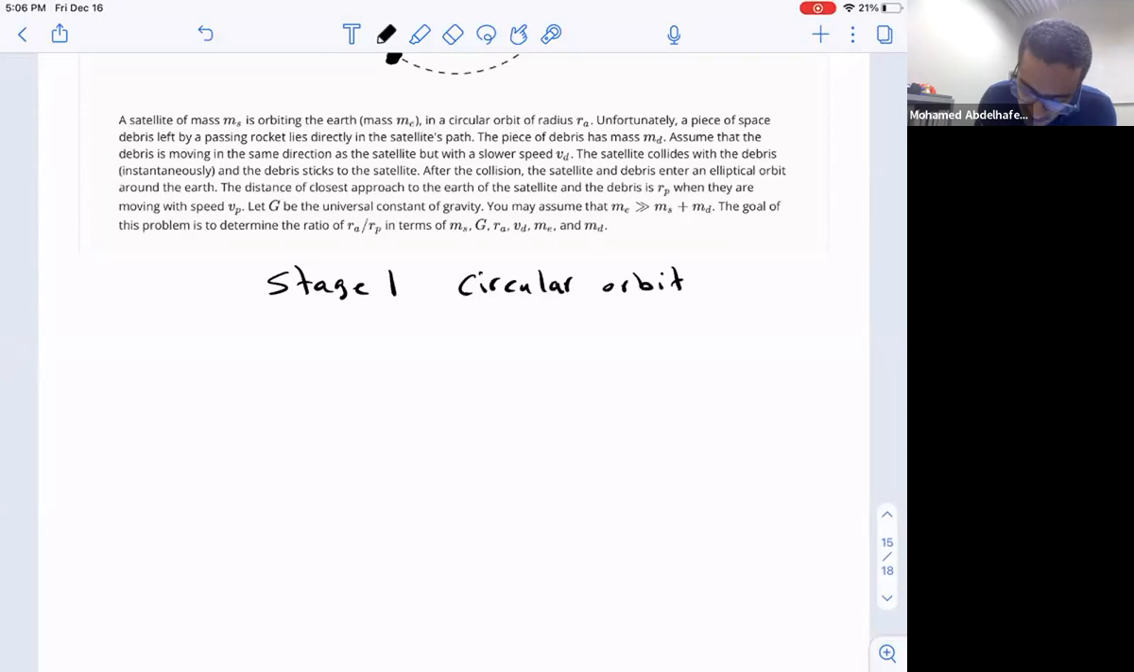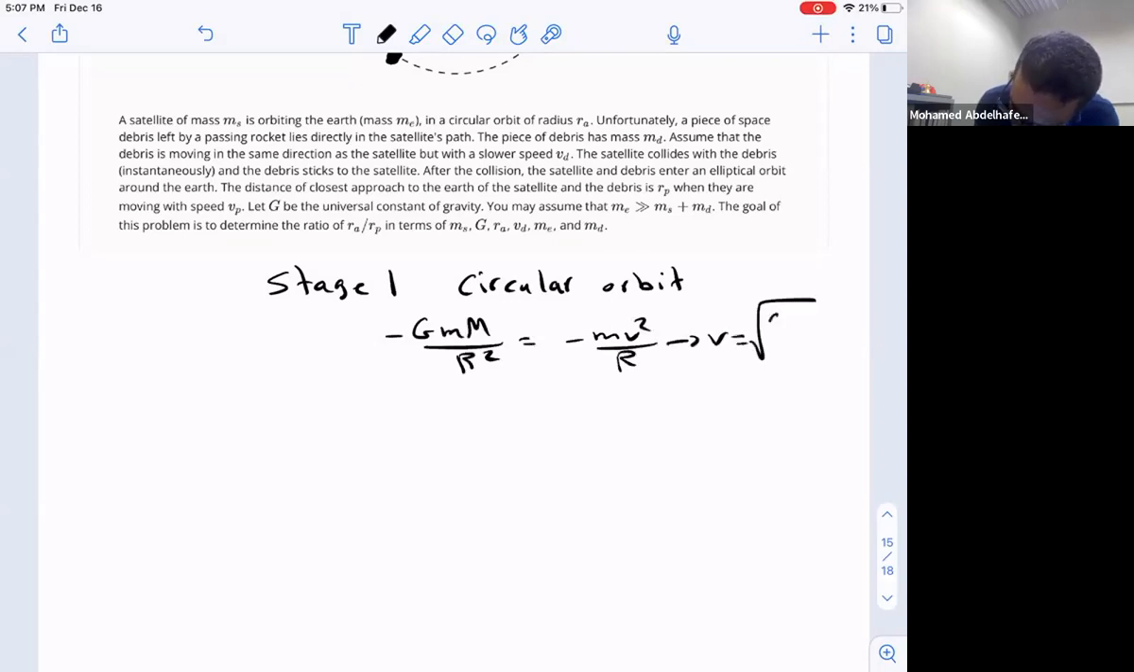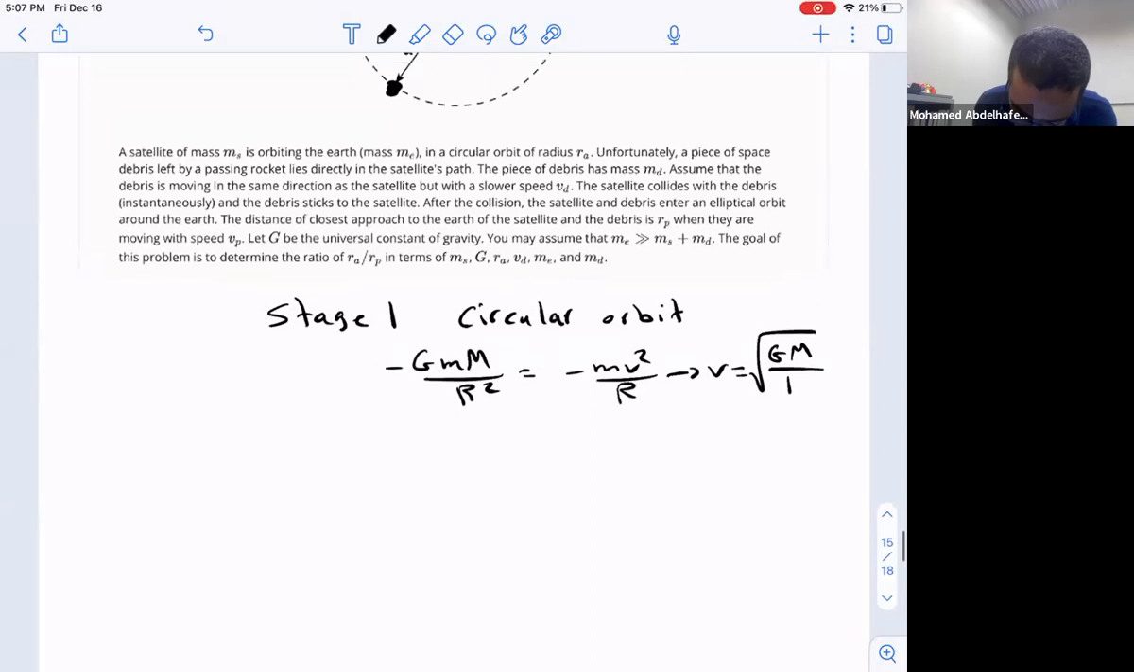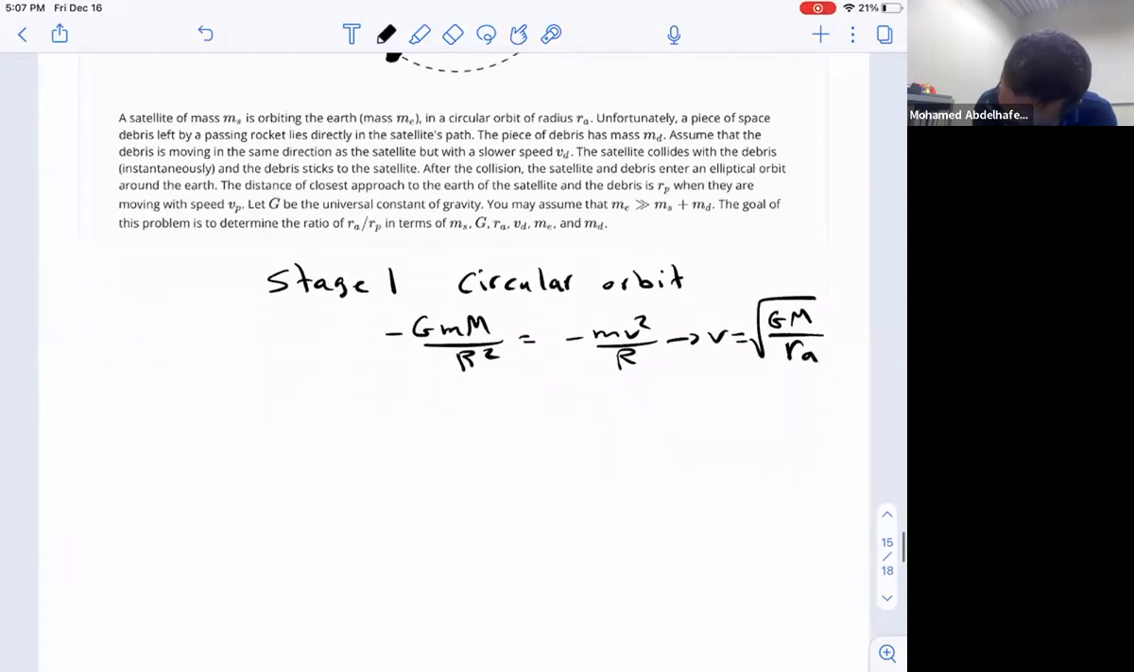I write down dynamics. So it's just minus GM over r squared is minus mv squared over r. And from that, the velocity in the orbit was the square root of GM over r, and the radius is called a. So that's the first stage, just the circular orbit. That's what we do in a circular orbit, so we found the speed.